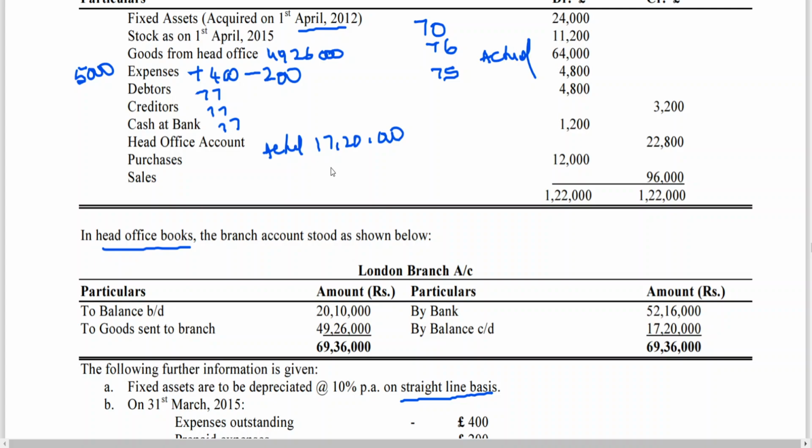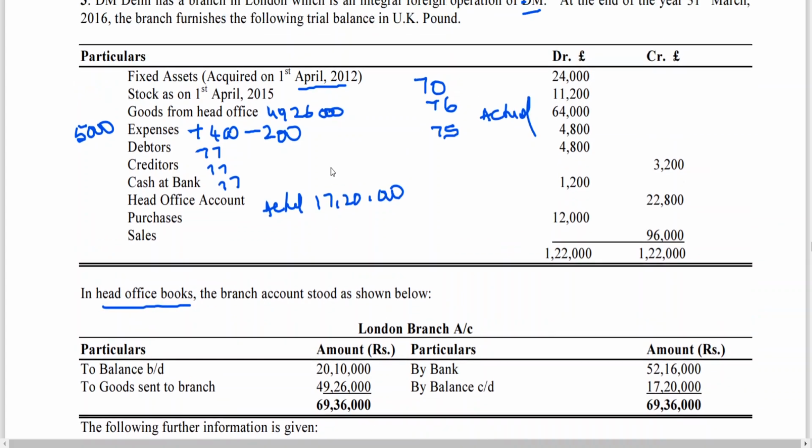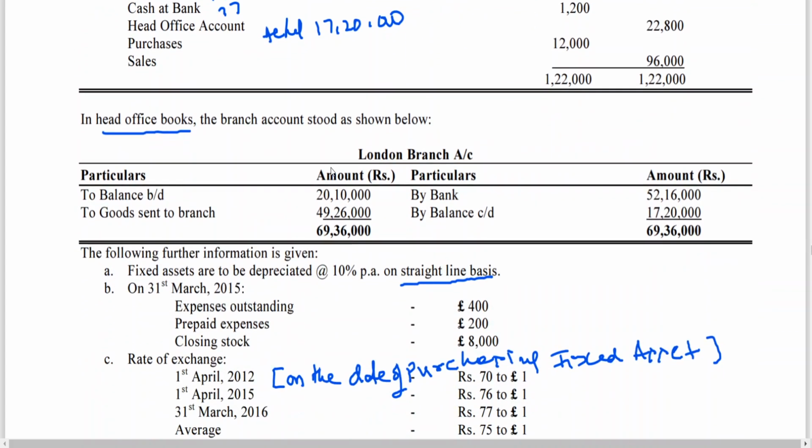Now coming back to purchases. Which rate? If nothing is mentioned, we can go for the average rate. Actual purchase of goods is not there, so we can go for the average rate. This we have learned in one of our previous classes. Sales also, which rate? Average rate. Purchases and sales are to be taken at the average rate.